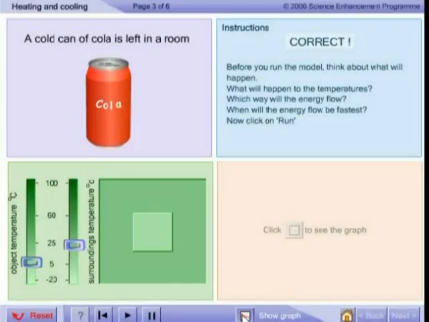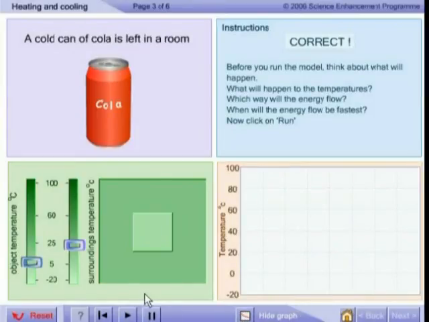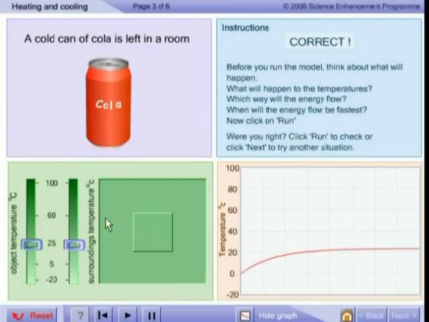Okay, let's have a look at the graph first this time. And if we press the run, the arrow's going into the cola this time. That's interesting. The outside temperature hasn't changed because it's so big, but energy has gone into the cola. The cola has got warmer until it's the same temperature as the surrounding.